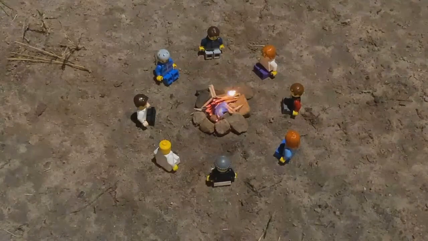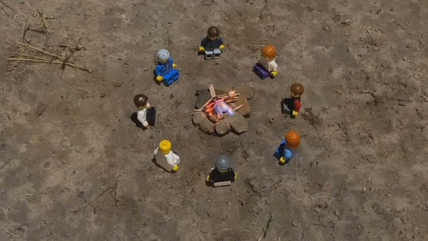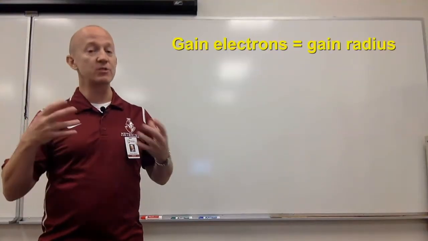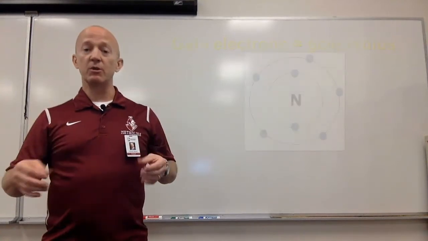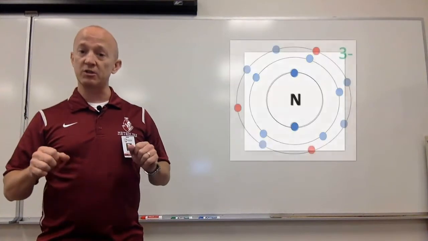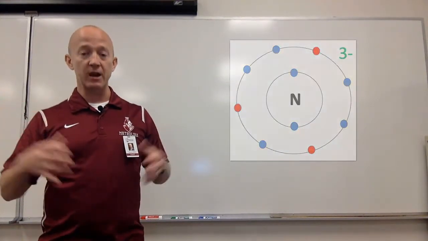Anyway, you can see now that the group is smaller, just like the atom is smaller when electrons leave. On the other hand, if you gain electrons, you gain radius. Simply put, when you add electrons, you are increasing those repulsive forces, which means those electrons have to spread out a little bit, which means you increase the radius.